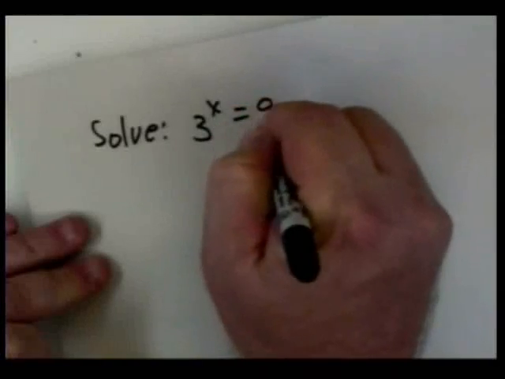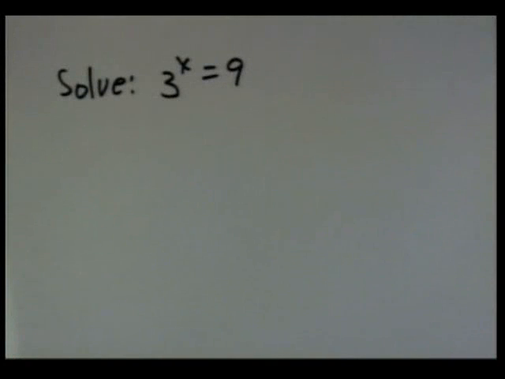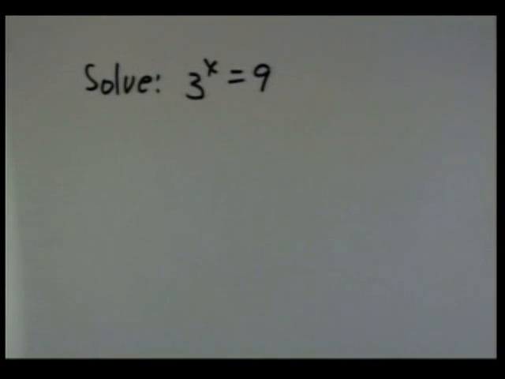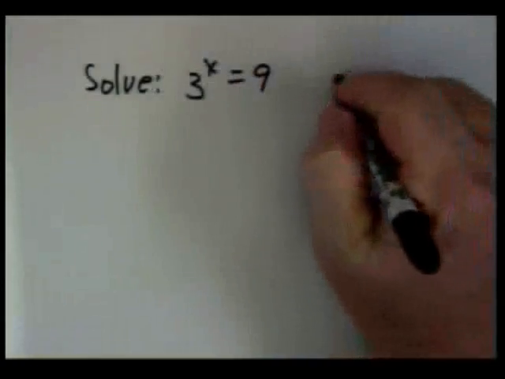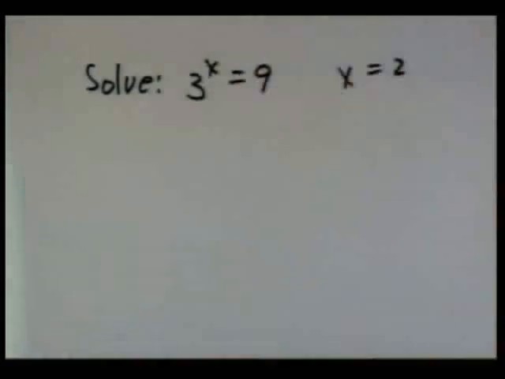Solve 3 to the x equals 9. That's a piece of cake because you can guess. 3 squared is 9, so just guess the answer to that.